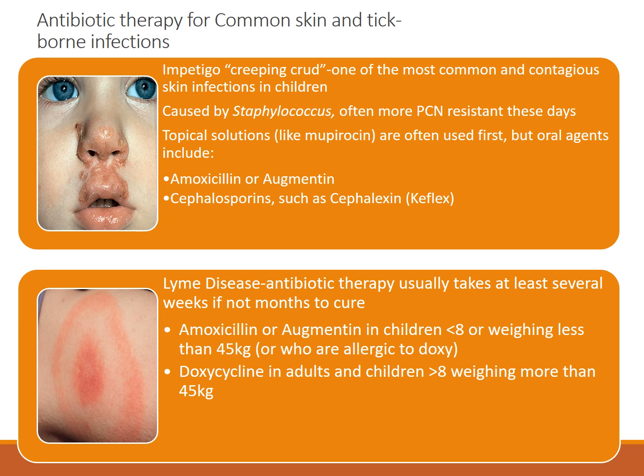Lyme disease, which is up here in the Northeast, that's our claim to fame. Antibiotic therapy usually takes at least several weeks, if not months, to cure. So for a little kid, unfortunately, they get stuck using amoxicillin or Augmentin because they're too young to have the doxycycline. And if they're 8 years old and weigh more than 45 kilograms, they can use doxycycline, which is a much better agent. But this little bugger, this spirochete, takes several months to cure, so they're on long-term antibiotic therapy for that.